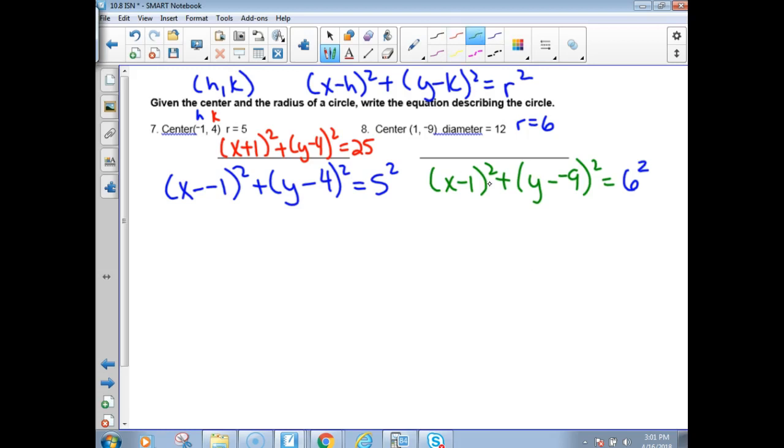Now we will simplify the equation. (x - 1) squared plus (y + 9) squared equals 36. That's how your answer needs to be at the end.